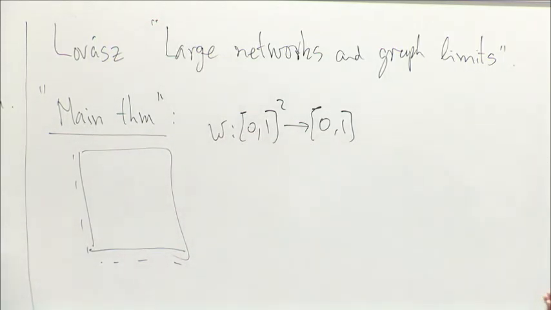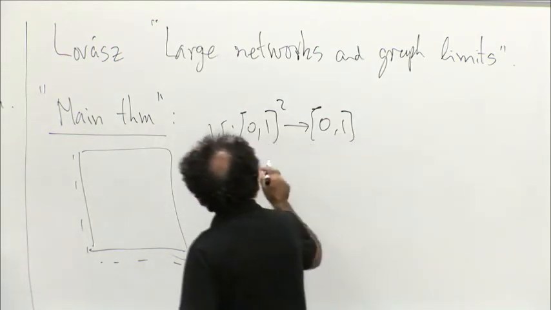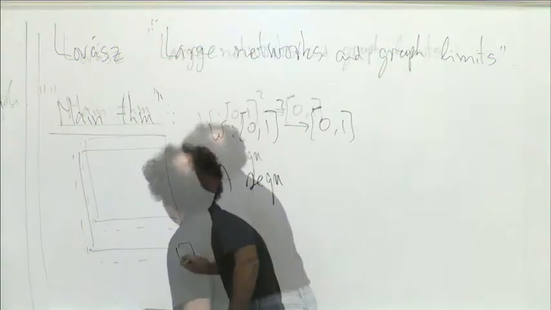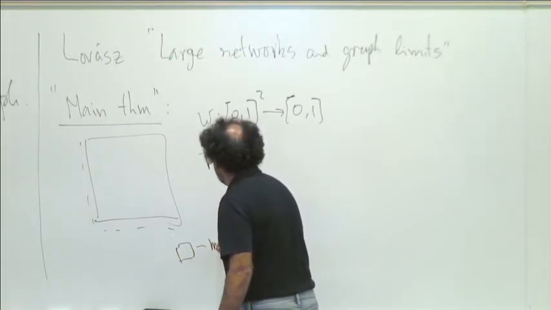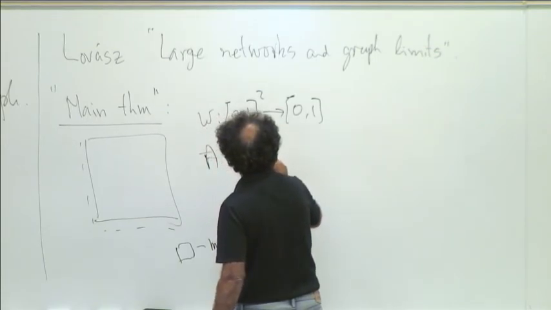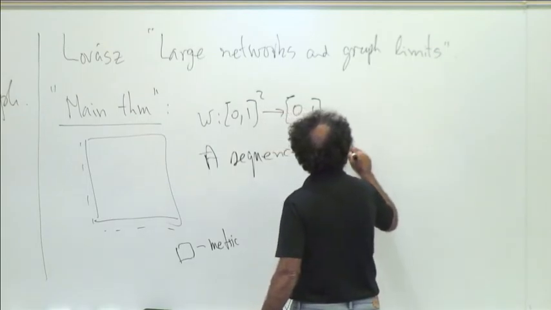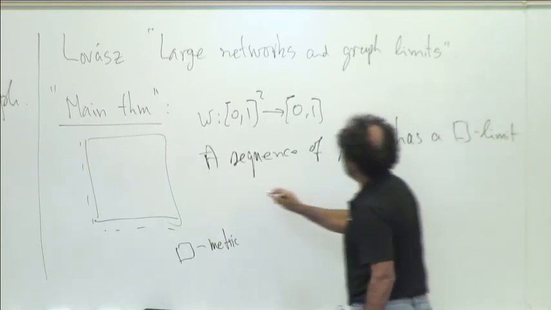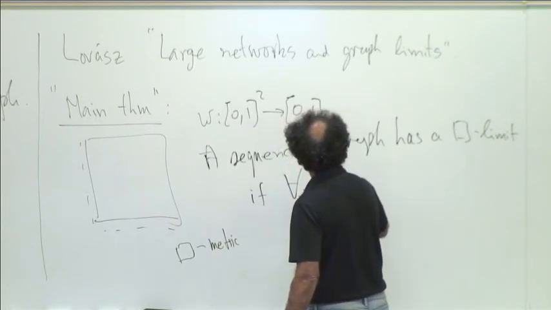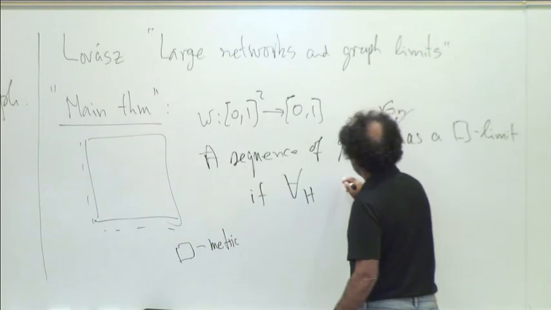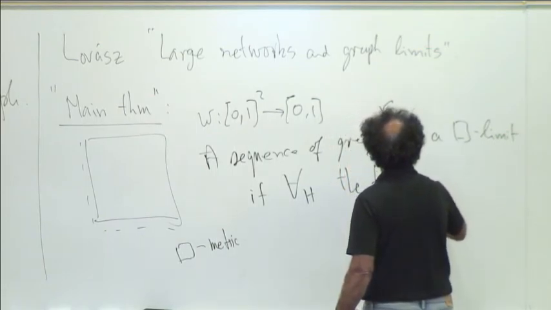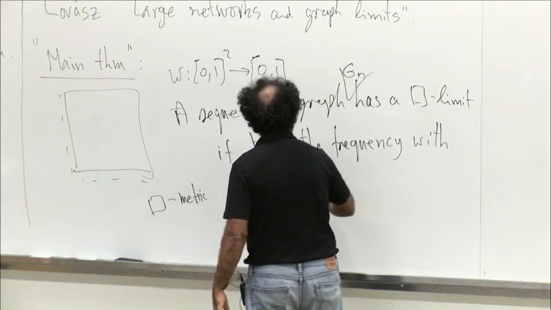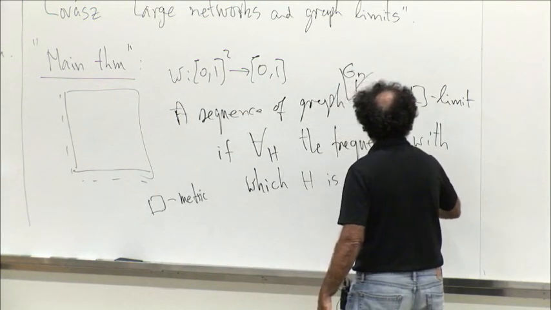So there is a good notion of distance among graphs, and the theorem says that a sequence of graphs, and this is called the square or cut metric, has a limit in this sense if and only if for every fixed graph H, the frequency with which H is found in Gn tends to a limit.